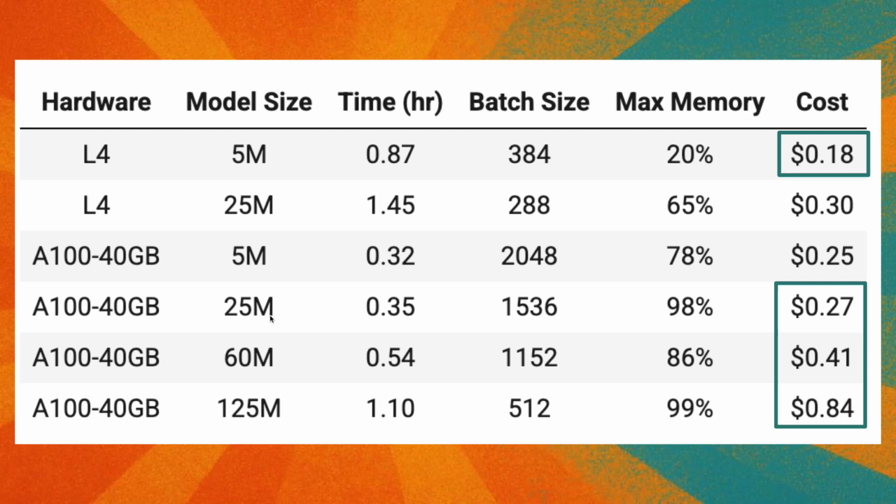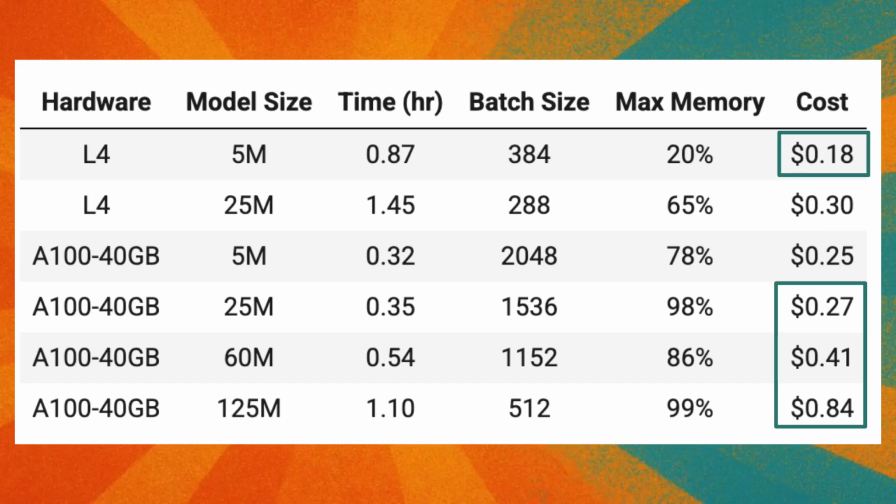The 25 million parameter model, I was using the A100 with a much larger batch size than my L4. I was using 98% of memory, so I probably need to lower the batch size a bit. And I was saving about 3 cents per epoch.